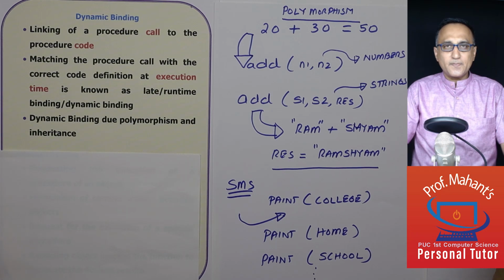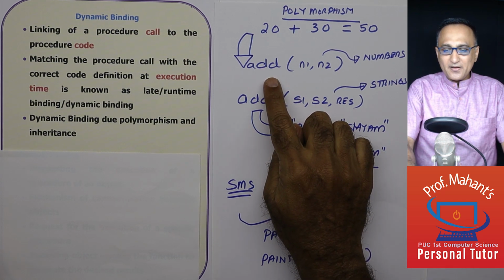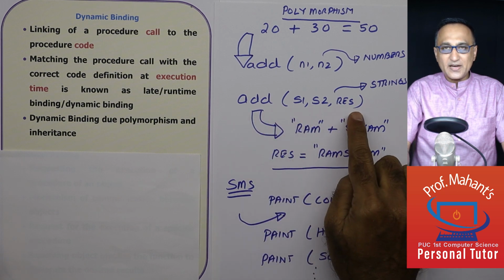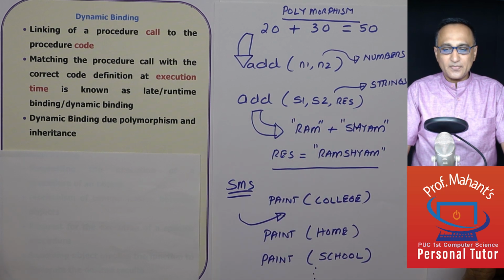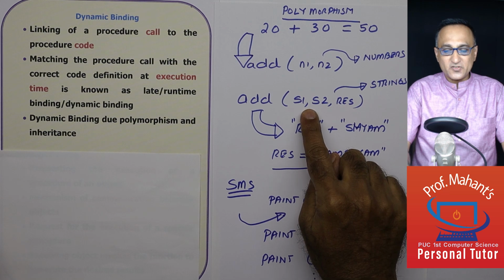We shall learn about a couple more features or concepts related to object-oriented programming. The first is called dynamic binding or late binding, and there's a reason why this is required. Let us say I am running a program which has the code for add, which adds numbers, as well as the code to add names and give the value in result. Now in advance, I am not sure whether the user is going to add numbers or concatenate strings.